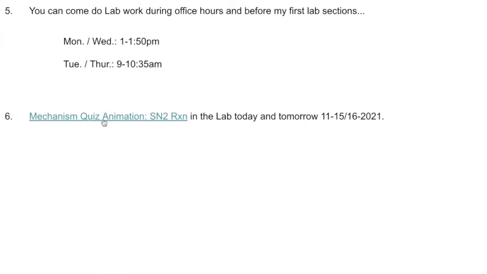We got the mechanism quiz today, SN2 reaction. So remember that this is the animation, and it has the quiz at the end, and then so you know exactly what you got. I got it all printed up right here. So no secrets here. You know exactly what you're getting. You come in ready to do well on that. That'll really help you get ready for the exam too.